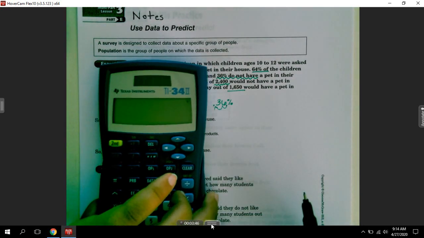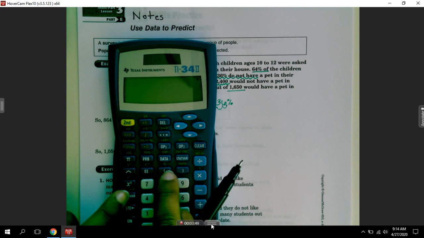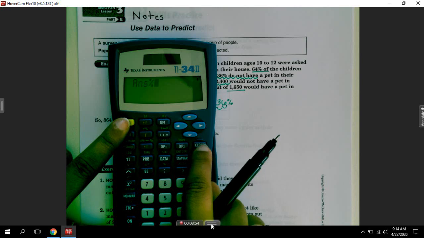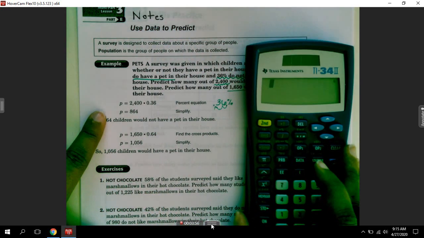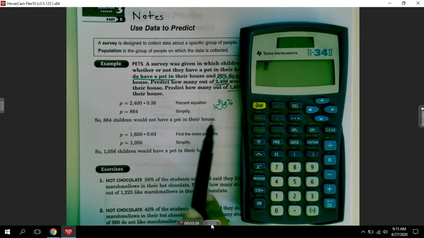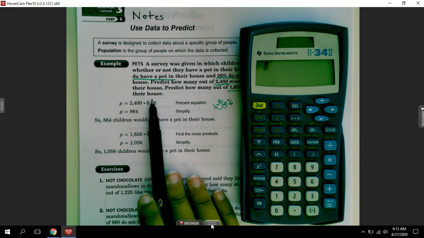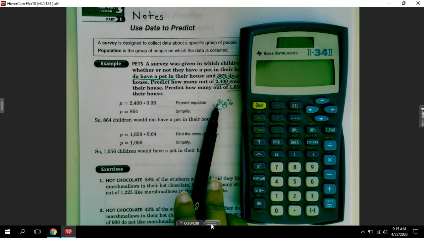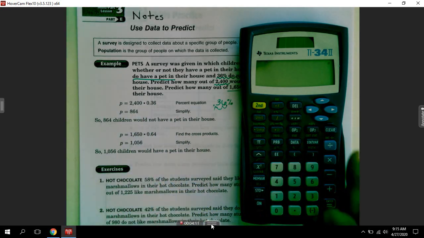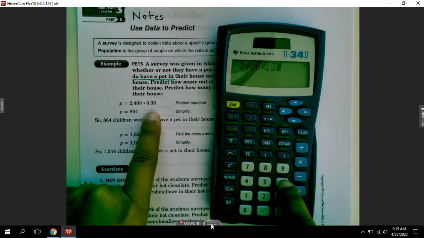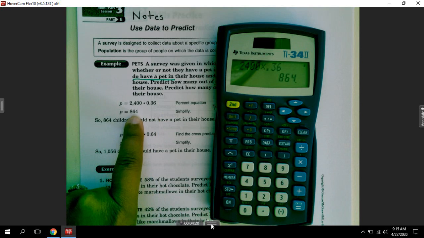Or if you don't want to do that, you can simply use your percent sign in your calculator, which is the second parenthesis button. But don't do both. Don't move your decimal and tag a percent sign on it, because that will not be correct. So either move the decimal and multiply like this, or use just the 36%. And you can see we're going to get the same thing. If I do 2,400 times 0.36, that's how they got 864.